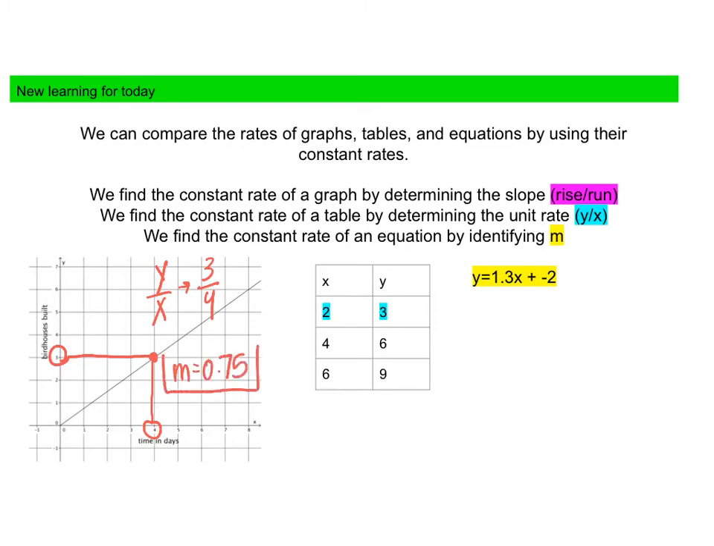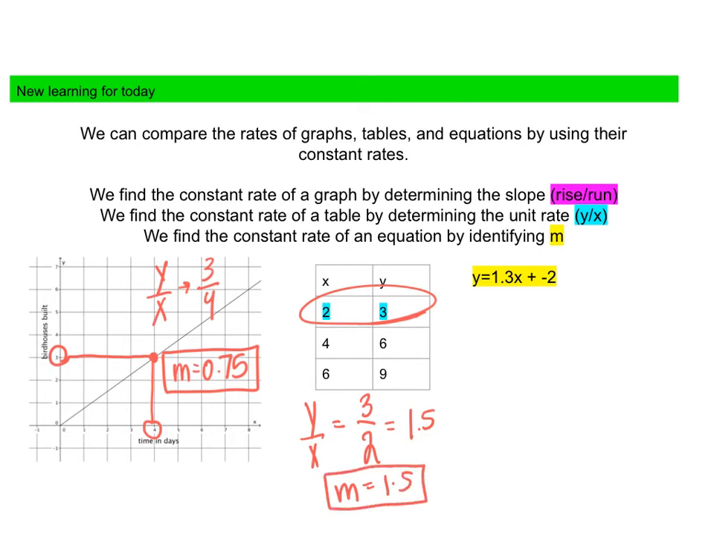So for this graph, my rate is 0.75. If I was using a table, I would do the same thing: y divided by x. It's just a lot clearer to see. In this case, I have 3 divided by 2, and if I divide that out, I get 1.5. So my m for this equals 1.5. Remember, m means constant rate.